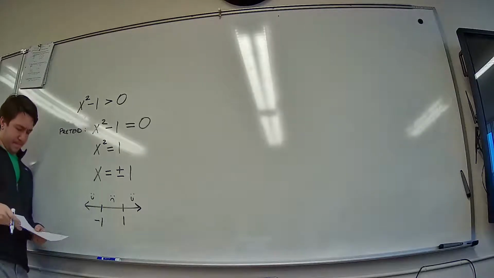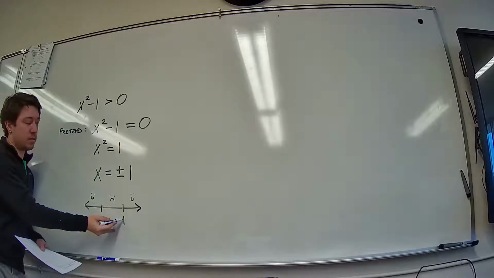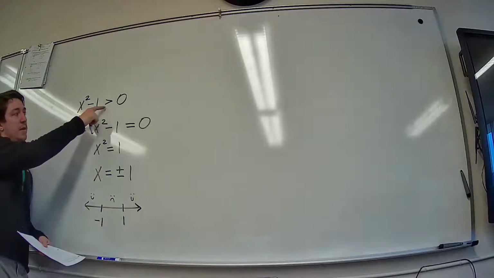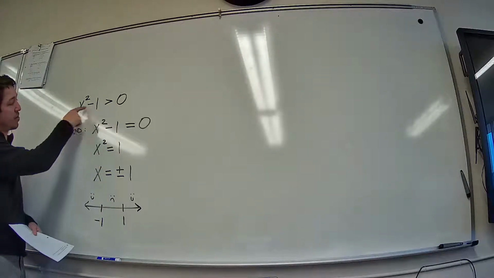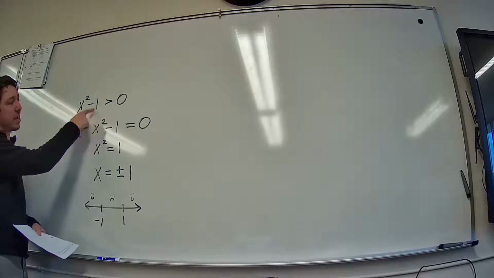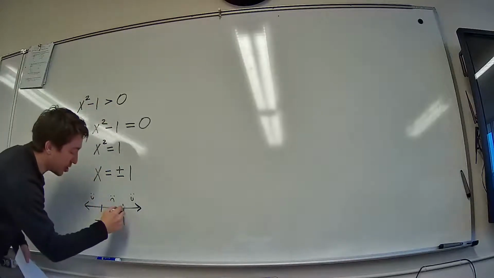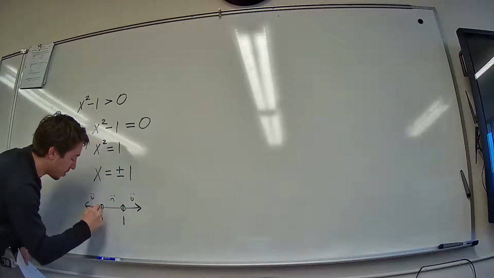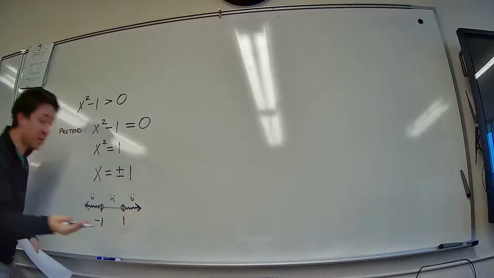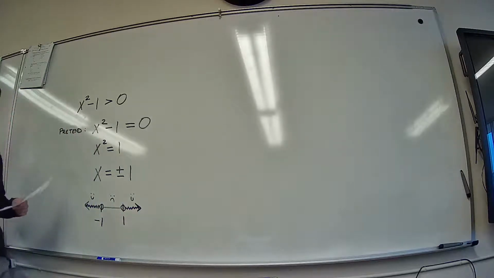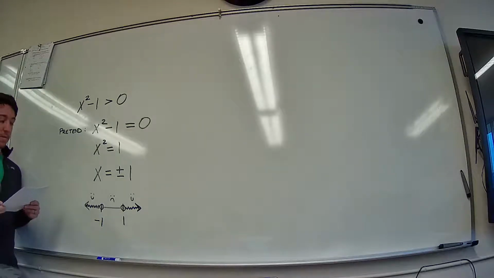One more little detail. Can x be negative 1 or 1? No. That makes it equal to 0. If you plugged in the number 1, it would be 1 squared minus 1, which is 0, and 0 is not bigger than 0. If there was an equal to sign here, then you would be okay. But so what you do is you put an open circle here. Then you shade in the regions that were good, the regions that satisfied the inequality. That is the answer.